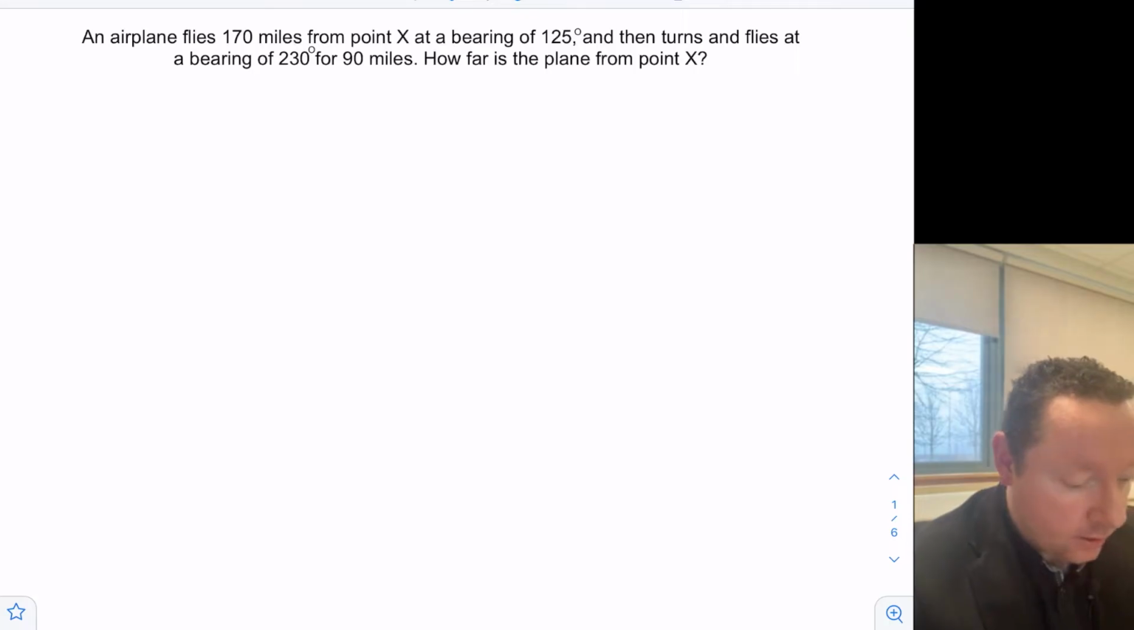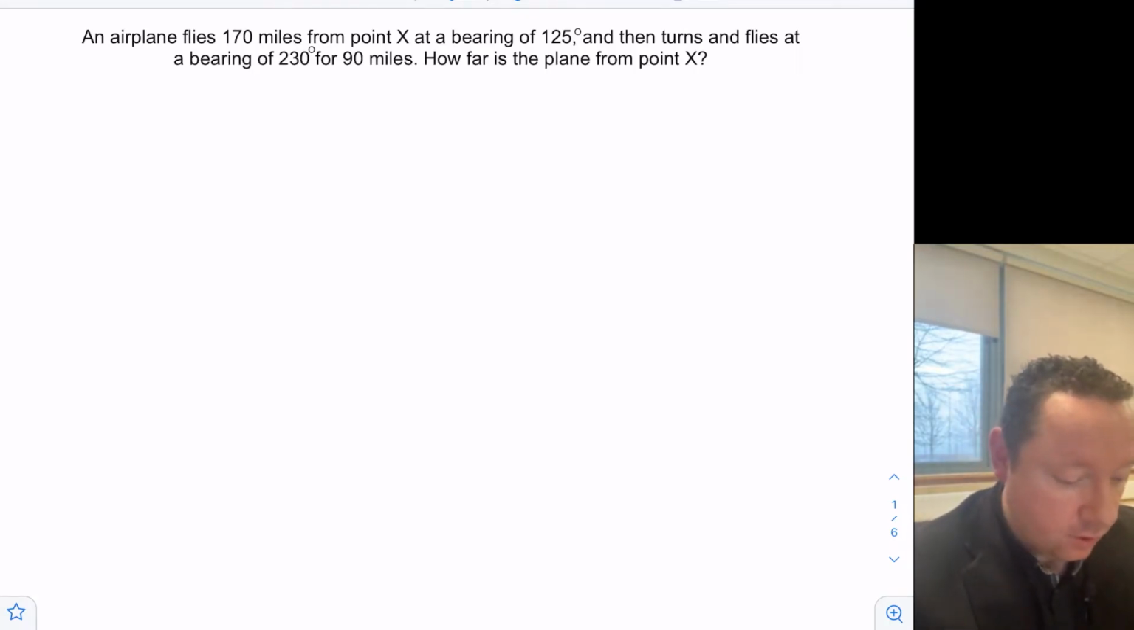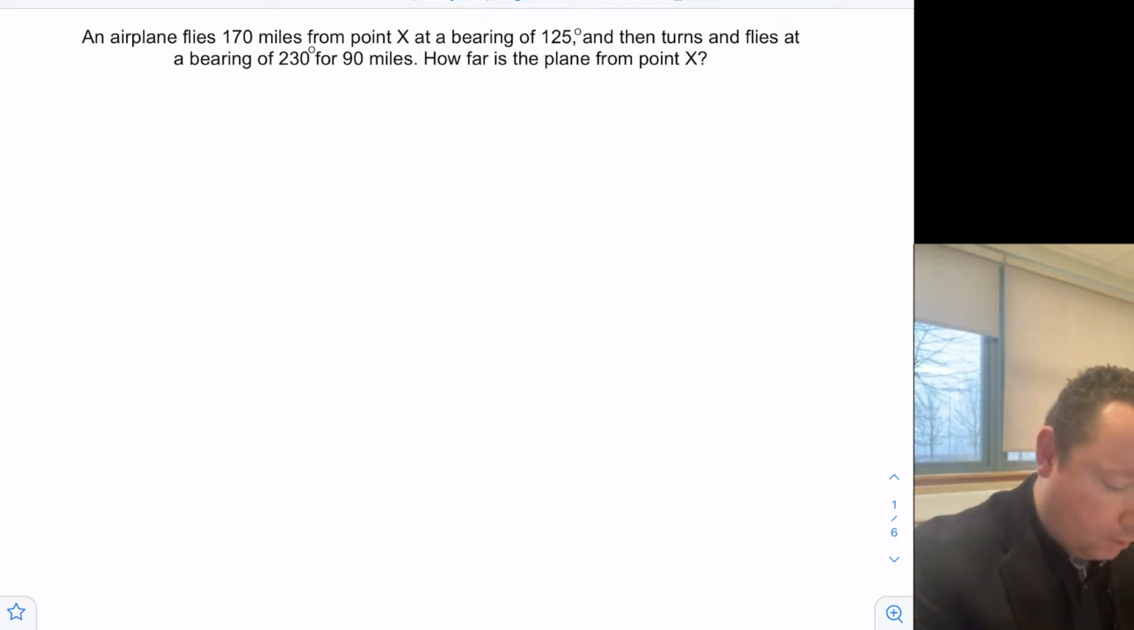An airplane flies 170 miles from point X at a bearing of 125 degrees. It then turns and flies at a bearing of 230 degrees for 90 miles. How far is the plane from point X? What is it asking us here? Well, let's just draw point X on the page.